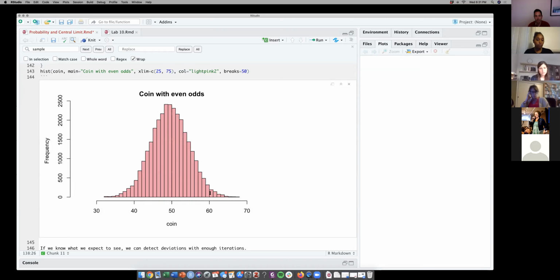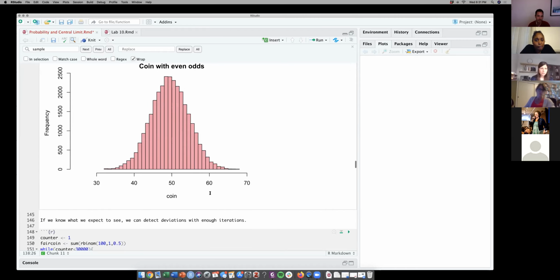And so even though we know how many heads we should get, we don't get exactly that many heads every single time. But because we do know what we should get, we can detect if there's a deviation over time. And that's how we would figure out if somebody had an unfair coin that they're flipping.